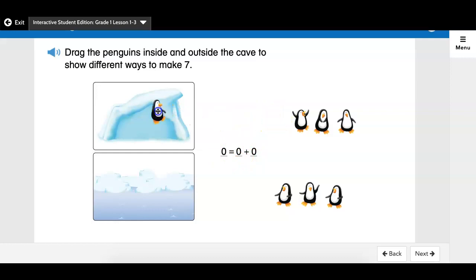So I'm going to put some penguins inside of the cave, and notice that the number will change as I move my penguins. I'll put another one in the cave. Probably one more because I don't want it to be too crowded for them. So I have 3 penguins inside of the cave. So here we can see I have 3 penguins. And since I have no penguins outside of the cave yet, my total is also 3. But watch the number change when I put the penguins outside of the cave.